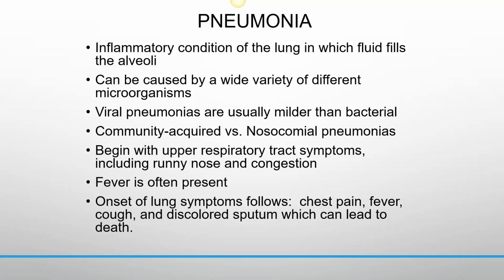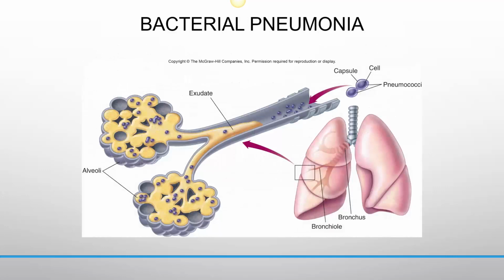Pneumonia usually begins with upper respiratory tract symptoms, so usually you start with the upper respiratory tract infection, including runny nose and congestion. A lot of times you'll have fever, especially if it's bacterial. And then as the bacterium starts to settle deeper and deeper into the lung tissue, you're going to have the onset of lung symptoms, which includes chest pain, fever, cough, and discolored sputum, which can lead to death. So this is a picture of the respiratory tract, and you can see where the alveoli are, and if they're filling up with fluid, you're not going to have gas exchange happening.